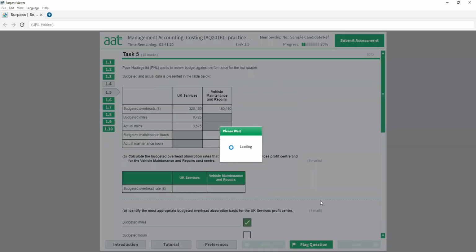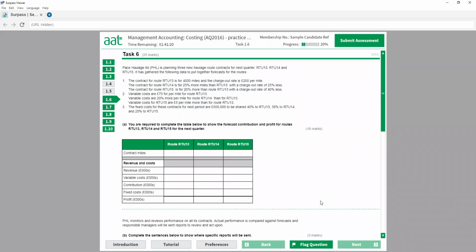The next one we have here for task 6. And this task is all about the budget. So let's look at this question. In this task, we have to calculate the contribution and after that I have to calculate the profit. So let's read this question first. Peace Limited is planning 3 new contracts for the next quarter, and the contracts are RT13, RT14, and RT15. It has gathered the following data to put together forecasts for the routes. The first one, they said, the contract for route 13 is for 4,000 miles and the charge out rate is 200 per mile. Okay.